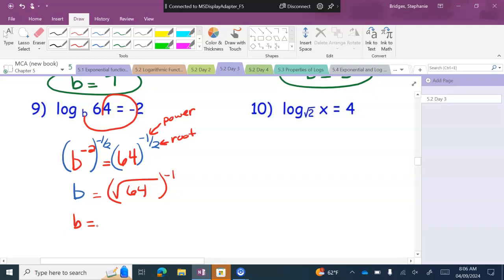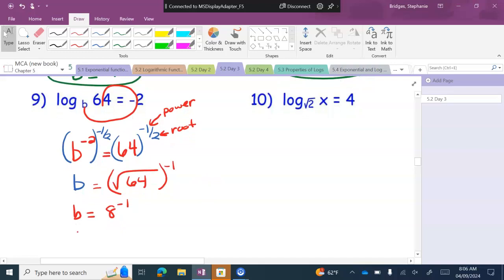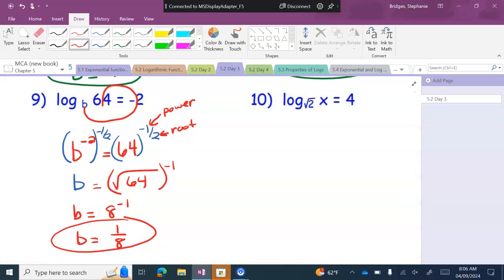What's the square root of 64? 8. And 8 to the negative 1 power would be 1/8. Not a negative number, not 1, so that is a good answer for that base. Anybody have any questions there?